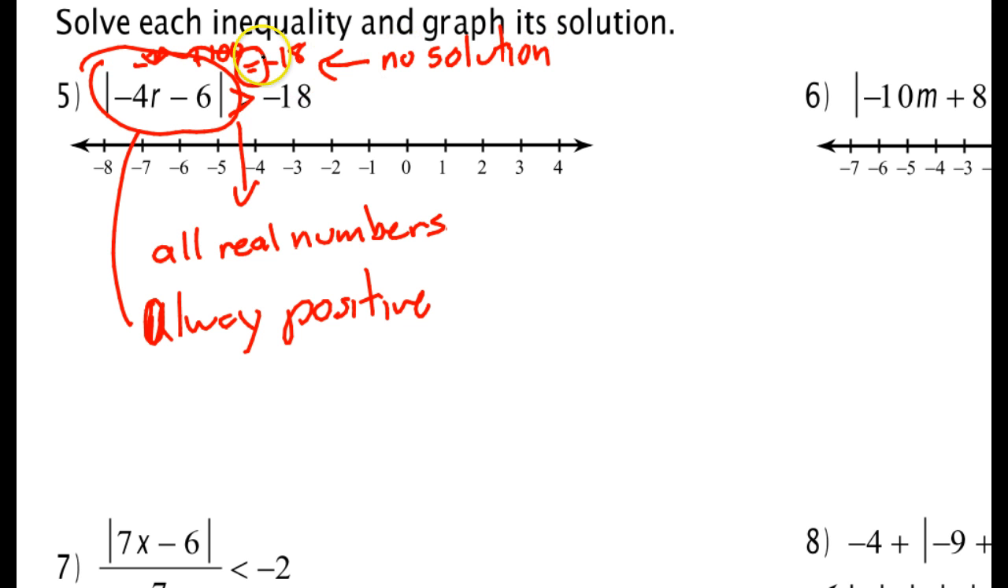Saying, when will this be exactly negative 18? That's impossible. When will it be bigger than negative 18? All the time. No matter what number I pick, it's going to be bigger than negative 18. It's always positive. Okay? So one little symbol can change the entire meaning of what you're working on.